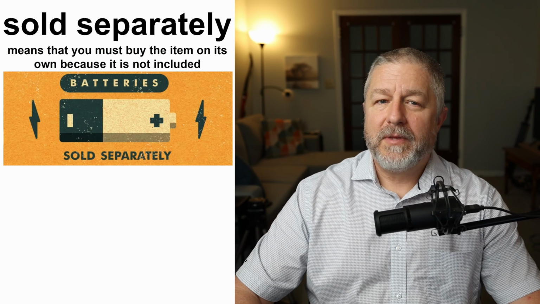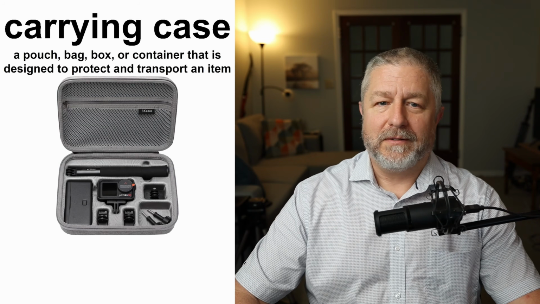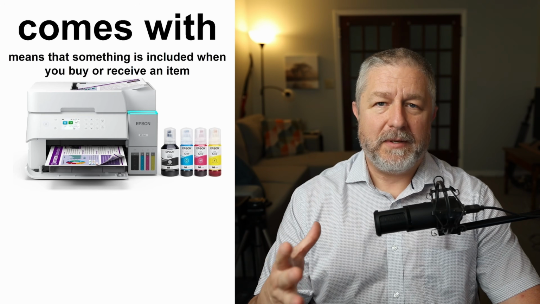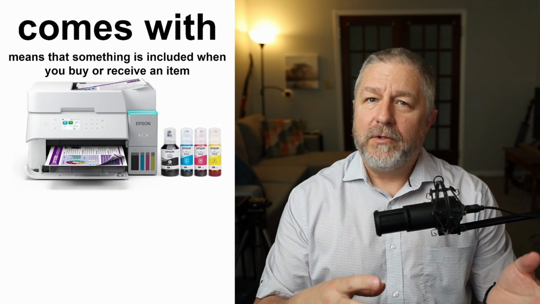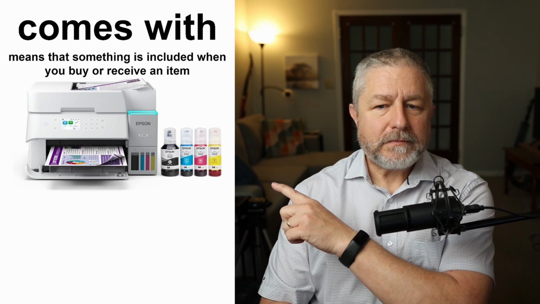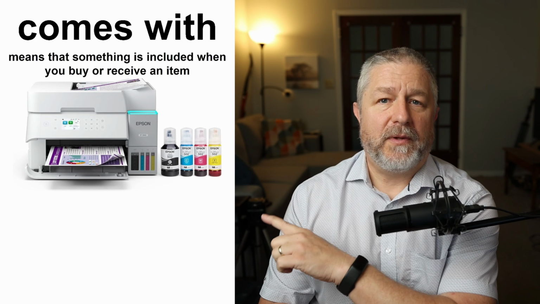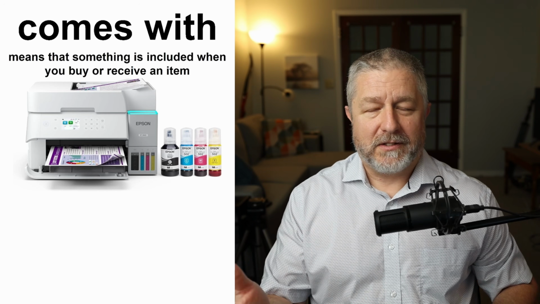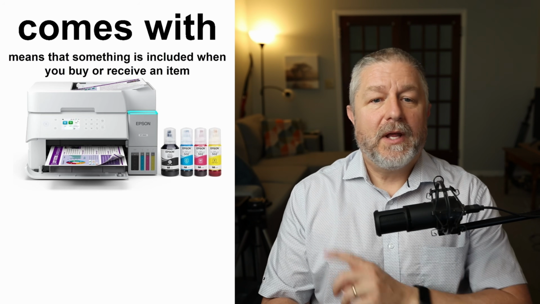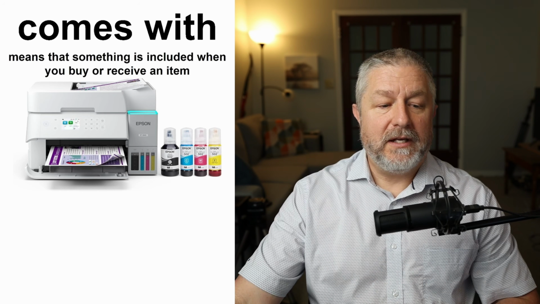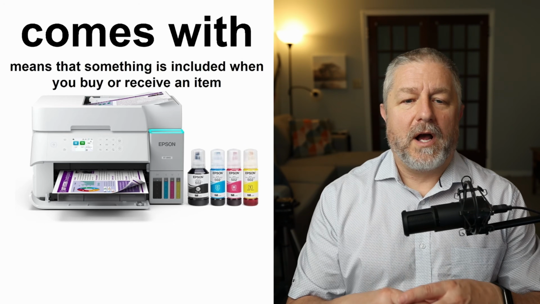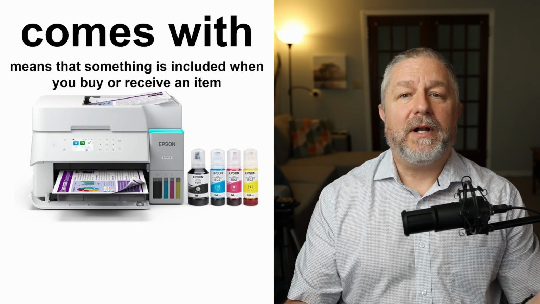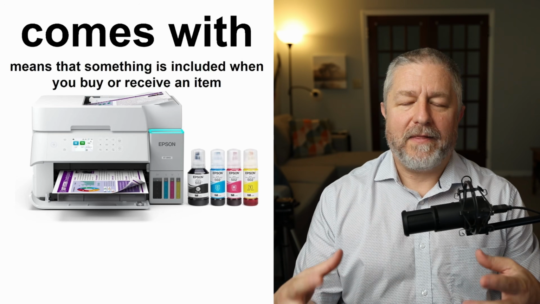Comes with, sold separately, and not included. So we're going to finish with those three. When it says comes with, it means something is included when you buy or receive an item. Sometimes when you buy a printer, it comes with ink, but it's only enough ink to print 50 pages or 100 pages, but it at least comes with ink. It might actually say comes with a year's supply of ink, or comes with a full container for each color of ink. But when it's comes with, it means that you get that thing with it.